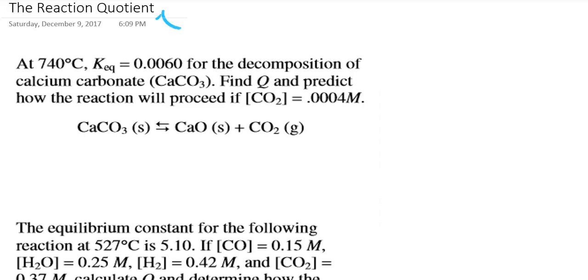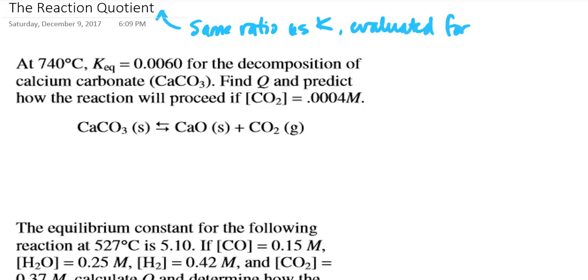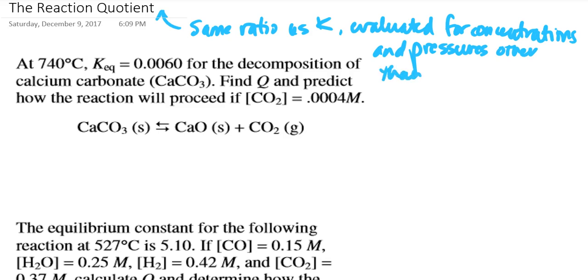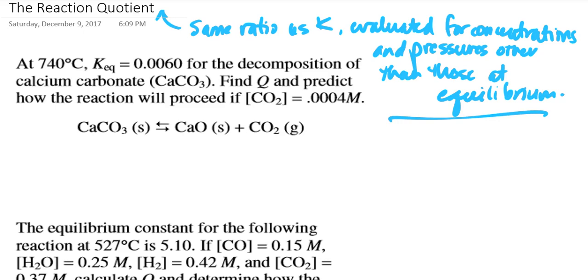So basically the reaction quotient is the same ratio as the equilibrium constant, but evaluated for concentrations and pressures other than those at equilibrium. And so one might ask, well, why would I want to do that? Well, we would want to do that because, as it turns out, the reaction quotient is a pretty useful diagnostic tool.